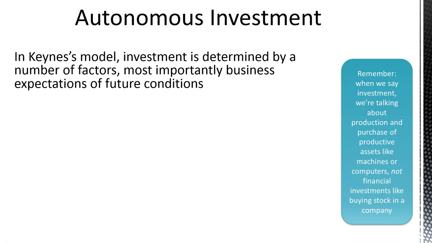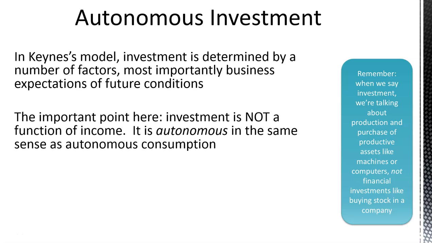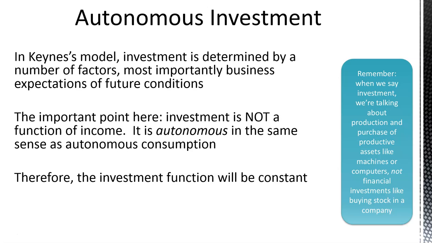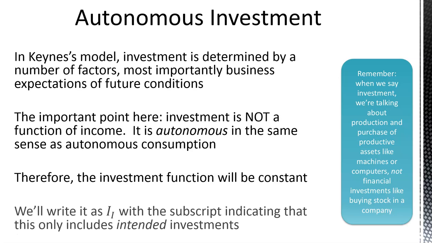Now, according to Keynes, investment is determined by a number of factors, but most importantly, business expectations of future conditions. For Keynes and the Keynesian model, investment is not going to be determined through the loanable funds market. Keynes and the post-Keynesians reject outright this loanable funds market. In any case, the important point for our purposes here is that investment is not a function of income. Investment will not go up or down with income in this simplified model, which is just to say that investment is autonomous in the same sense as autonomous consumption is autonomous. Investment is simply a constant in our function.